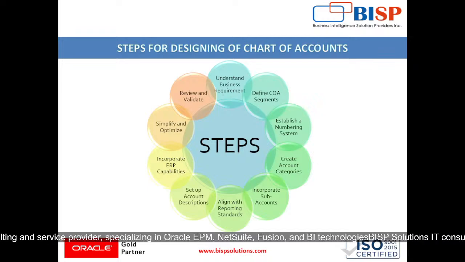After that, we will be simplifying and optimizing the same, where we avoid overcomplicating the CoA with unnecessary details, and we will be focusing on creating a balance between details and manageability. Then comes our review and validate step. In that we will be validating the CoA design with key stakeholders. Then we will be testing it in a sandbox or staging environment to ensure it meets reporting needs.